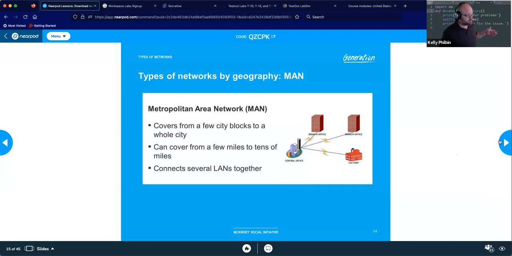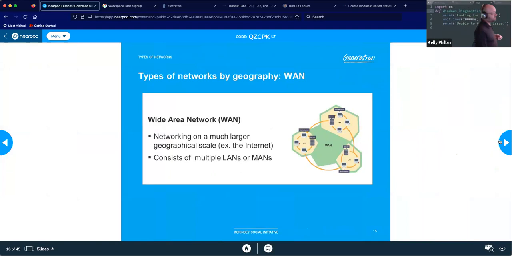Expand it even further. So we get a little bit further out, we call it a WAN, or a wide area network. This goes beyond a single city. This can be across a continent or across multiple continents. So if you have a giant company that is connected all over the globe, they would use a WAN. And this could be the connection of multiple LANs or MANs together to create a giant network. Biggest example of this is the internet.